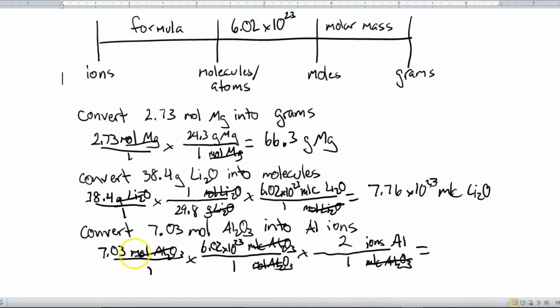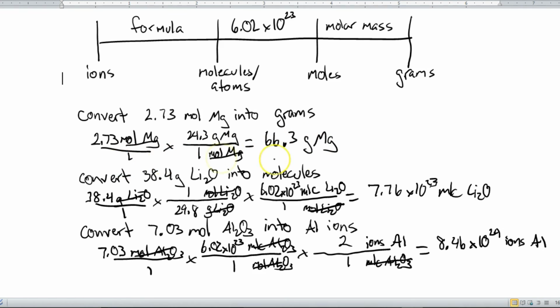So now we pick up our calculator and we multiply across. 7.03 times 6.02 times 10 to the 23rd times 2. And that answer comes out to be, with 3 sig figs, 8.46 times 10 to the 24th ions of aluminum.